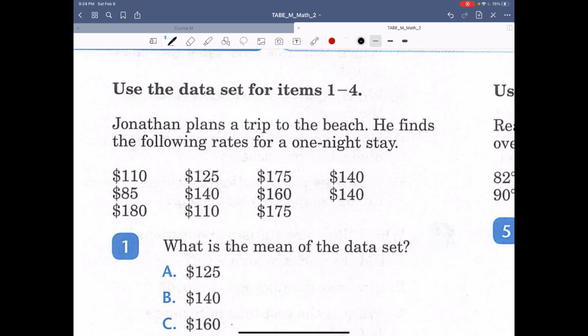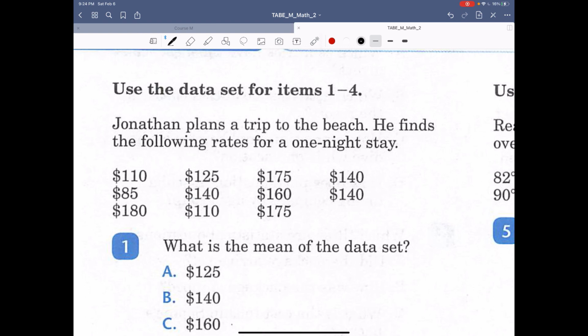Jonathan plans a trip to the beach. He finds the following rates for a one-night stay. So it looks like he looked up a lot of different hotels, and these are the data that he came up with.